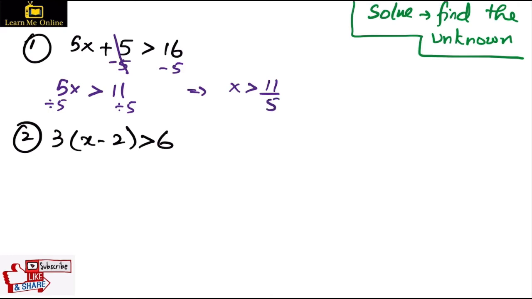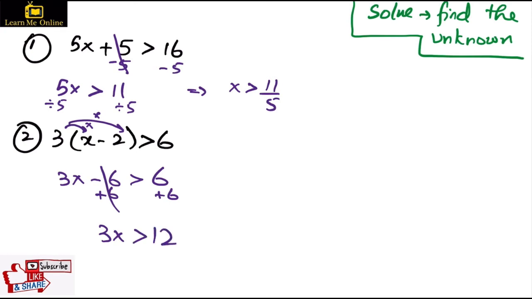Looking at the next example, we have 3 bracket x minus 2 is bigger than 6. We first of all expand the brackets, and expanding means multiplying them out. So it would be 3x minus 6 is bigger than 6. Now you do the inverse of minus 6, which is to do plus 6 on both sides, and you will get 3x is bigger than 12. Because we are finding the inequality for x, we divide by 3 on both sides, and the next step would be x is bigger than, how many 3s make 12, which would be 4.